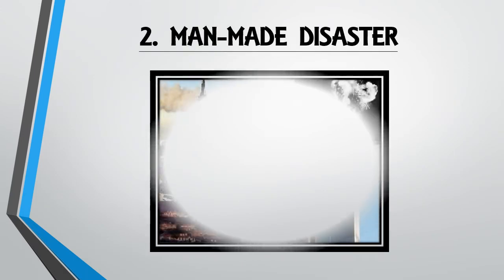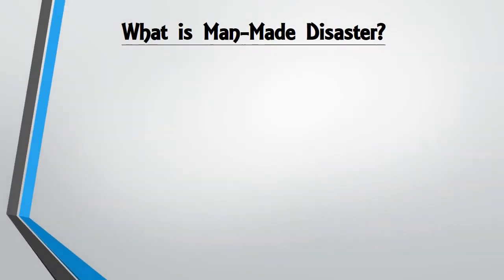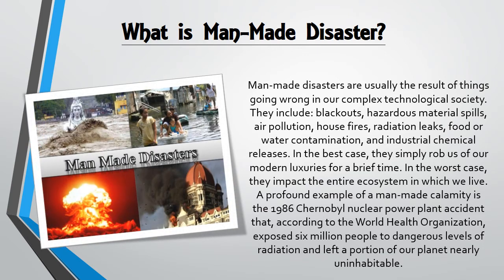Man-made disasters. What is a man-made disaster? Man-made disasters are usually the result of things going wrong in our complex technological society. They include hazardous material spills, air pollution, house fires, radiation leaks, food or water contamination, and industrial chemical releases. In the best case, they simply rob us of modern luxuries for a brief time. In the worst case, they impact the entire ecosystem in which we live.